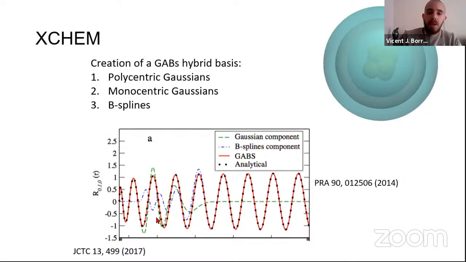Here, you can see the performance of the GABS basis for scattering states of the hydrogen atom. And you can see how the basis agrees really well with the analytical function.